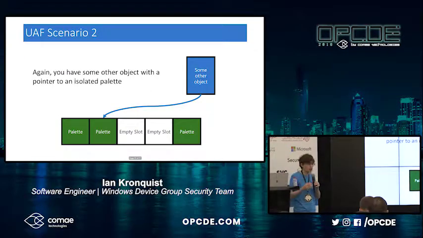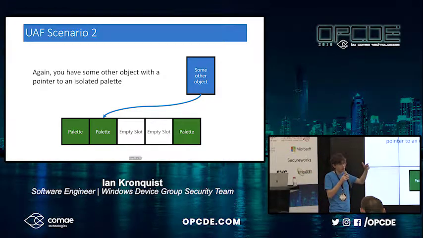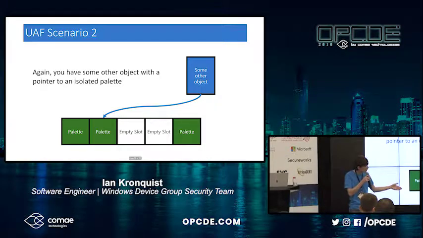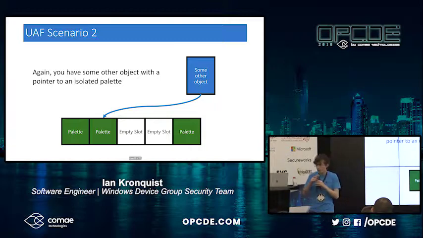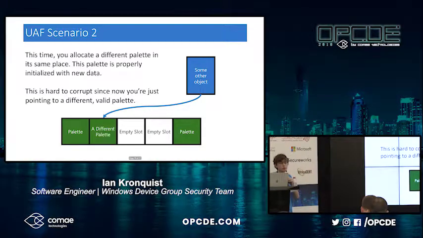Now I want to discuss another variation on the same theme, kind of the replacement case, and then I'll show you how the replacement case is stopped by this mitigation as well. So once again, we have the same initial state where we've got these palettes, we have the other object, and it points to the palette, and then when you free the palette, we zero the memory, but then we replace it with a different palette this time.